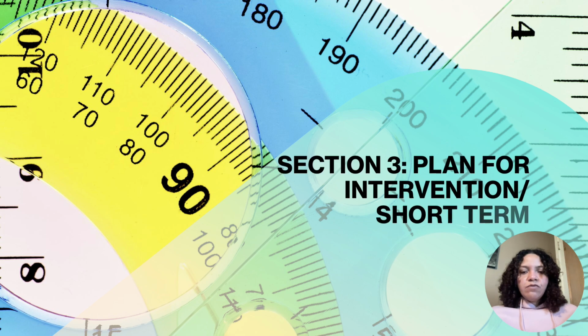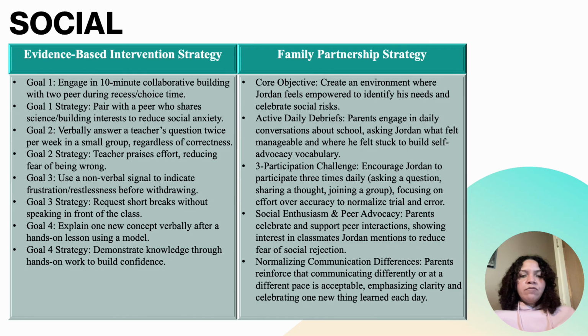Section 3, Plan for Intervention, Short Term. For social evidence-based intervention strategies. Goal 1 is peer interaction through strength-based play. The goal: within 2 months during recess or choice time, Jordan will engage in a collaborative building activity such as Legos, blocks, or science kits with 2 consistent peers for at least 10 minutes.